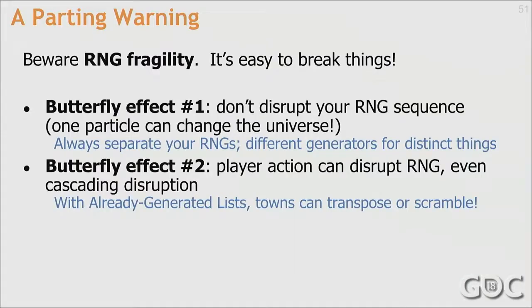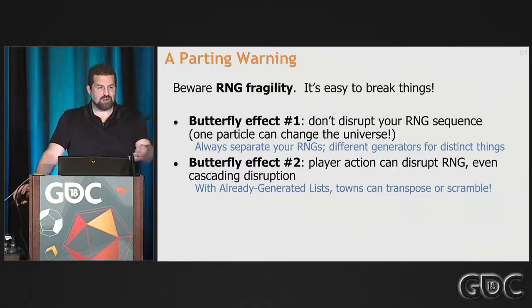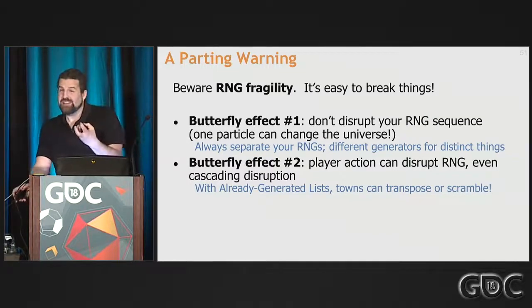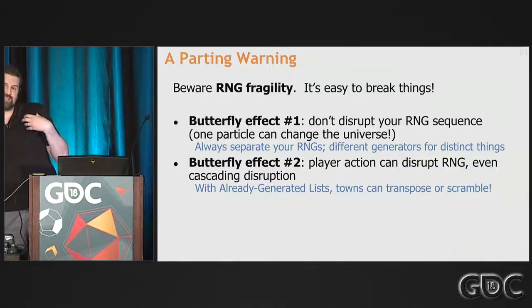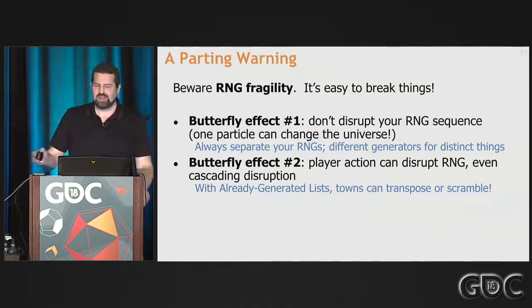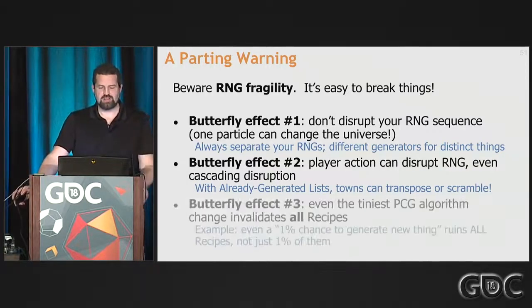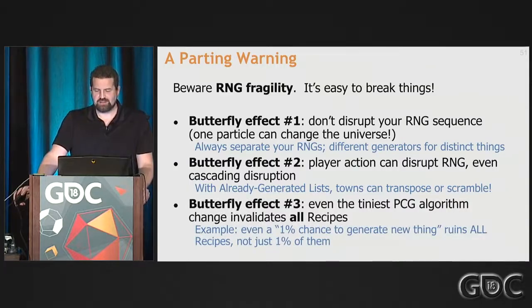Butterfly effect number 2, the player action can disrupt the random number generation. So as we pointed out with the names, well, we could do this with towns. If town 57 is going to be over here and over here, whoever gets it first is going to claim 57, and the other person's going to have to pick something else. So we could totally shuffle the puzzles, or the towns.